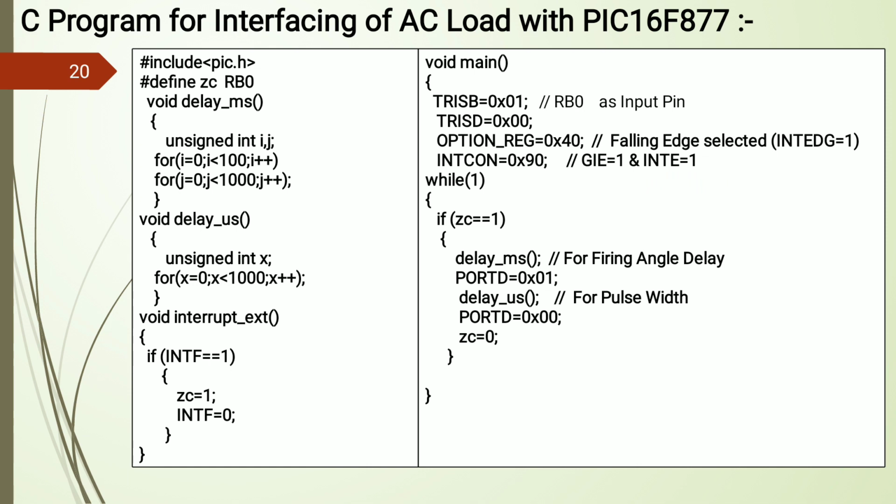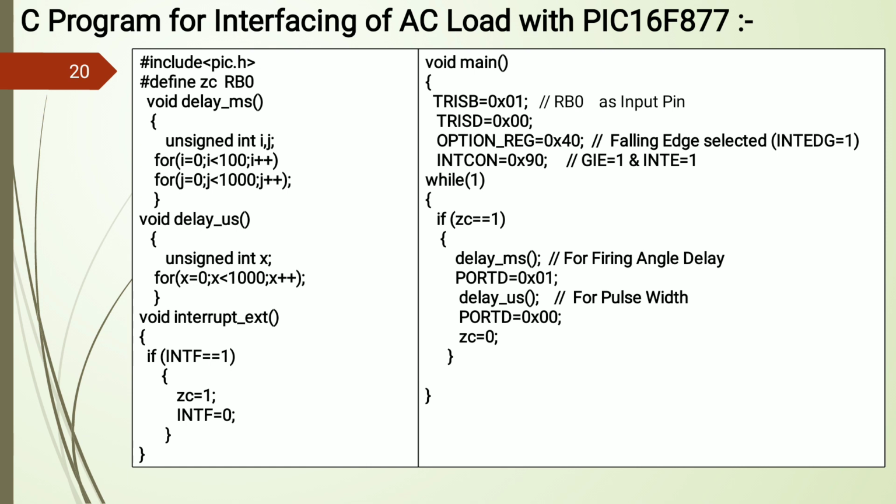After initialization of input, output and interrupt conditions, we move to checking the status, whether the zero crossing is detected or not. For continuous operation we write the statements in a while(1) condition. In while(1), if ZC is equal to 1, in that case we should first apply the firing angle delay so that the triac will be turned on after the firing angle.